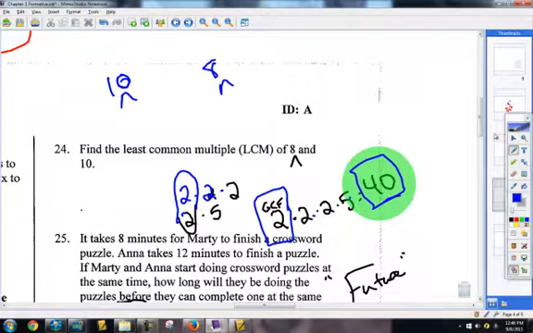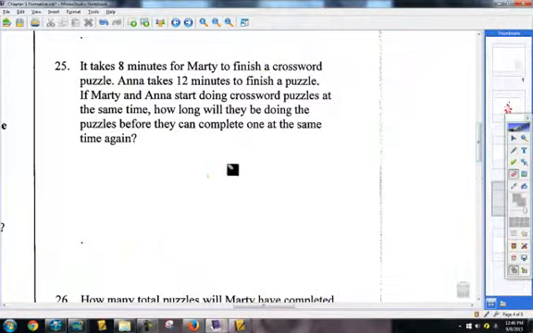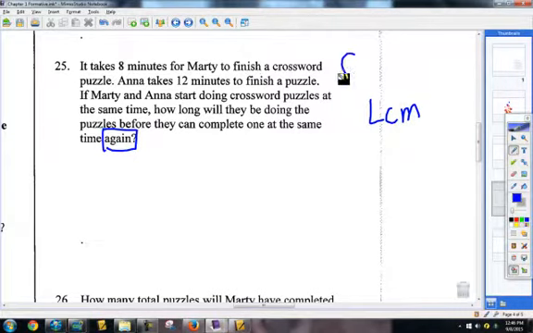Okay. All right. It takes 8 minutes for Marty to finish a crossword puzzle. Anna takes 12 minutes to finish a puzzle. If Marty and Anna start doing crossword puzzles at the same time, how long will they be doing the puzzles before they can complete one at the same time again? Okay, is this an LCM or a GCF question? LCM. Absolutely LCM, and the reason we know that is because the word again, the word future, as we've said several times. We want to know when they're going to complete something at the same time in the future. Always going to be an LCM type of question.